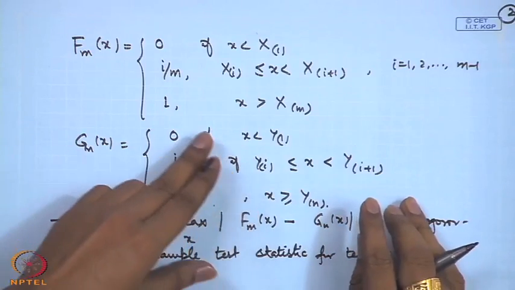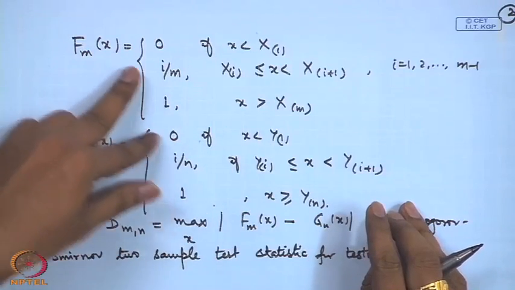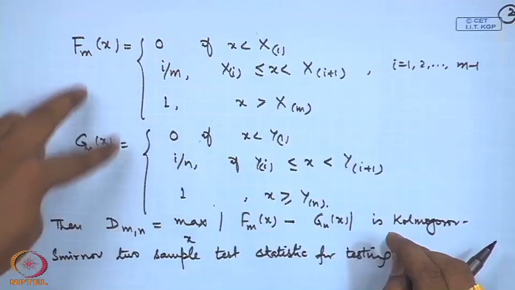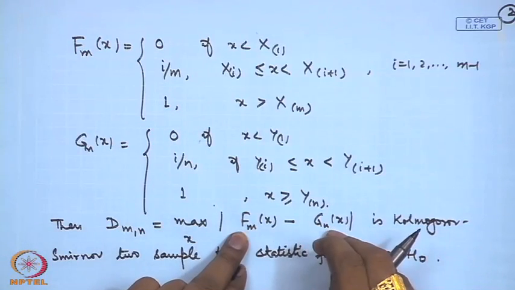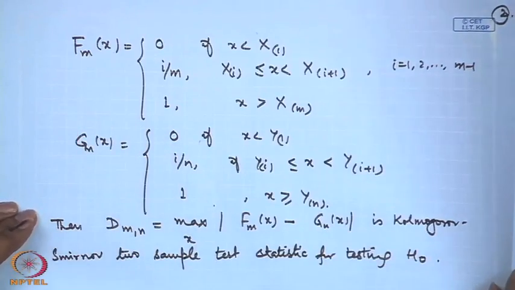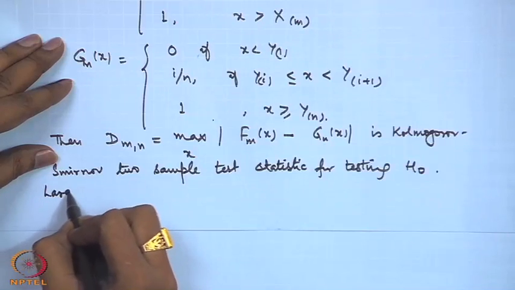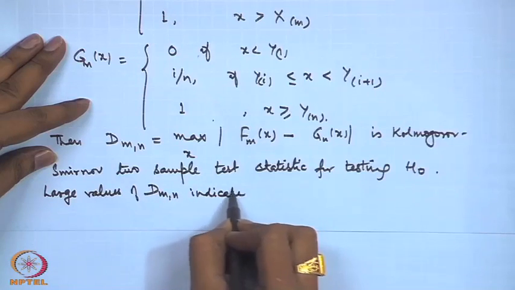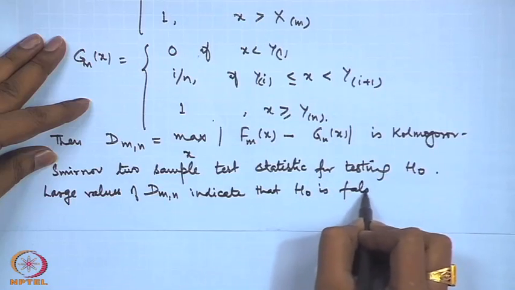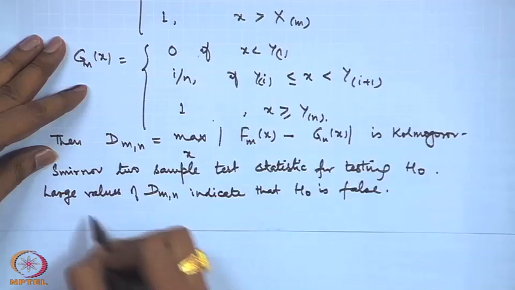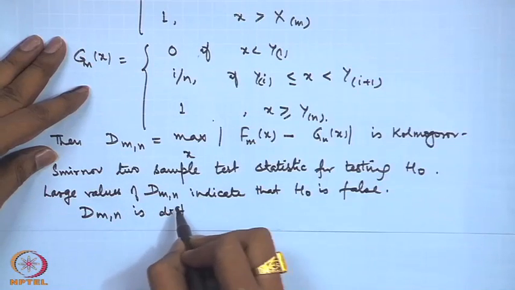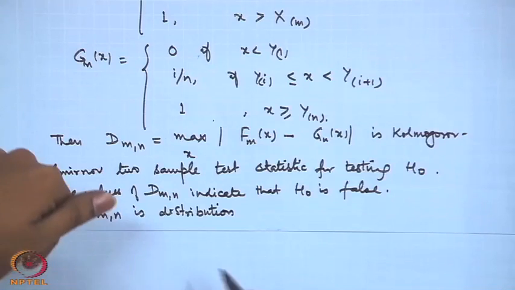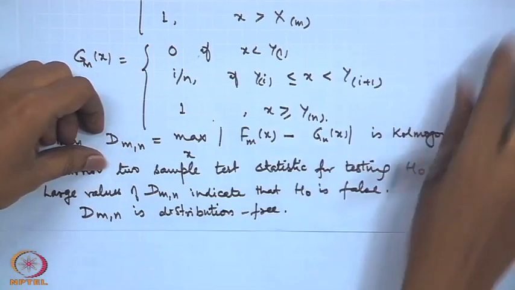Now, naturally, if the two distributions are close, then their sampled values will be closer to each other, and therefore, there will be regions where Fm and Gn will be similar. So, therefore, the differences will be smaller, otherwise the differences will be large. So, we can simply say that large values of Dmn indicate that H naught is false. So, Dmn is actually distribution free. We will actually discuss the method how to determine the probability of type 1 error, type 2 error based on this. So, this is distribution free. Let us discuss these methods now.